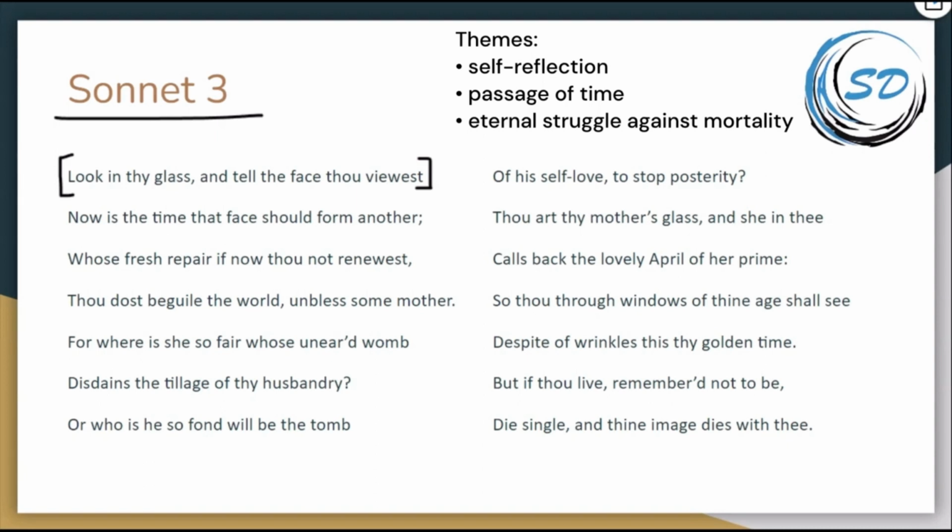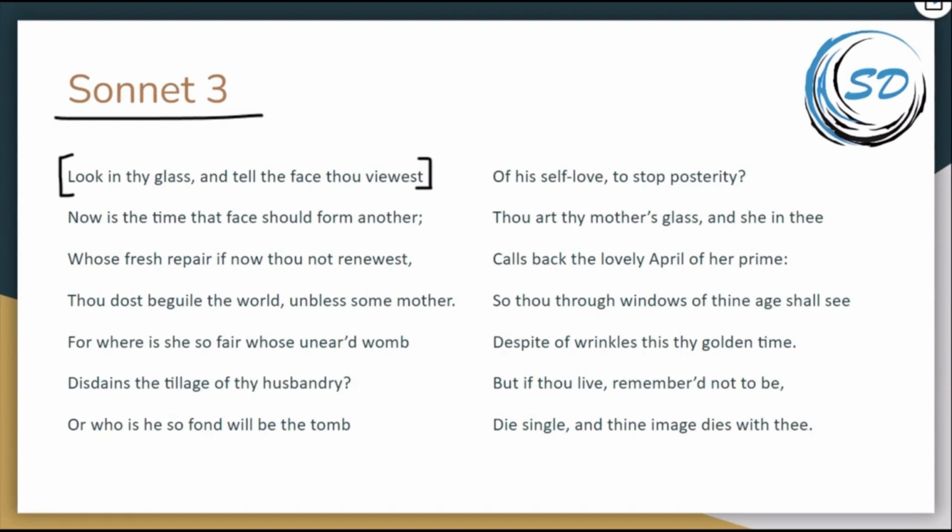In this sonnet, Shakespeare challenges the reader to confront their own mortality and grapple with the desire for procreation as a means of defying death.